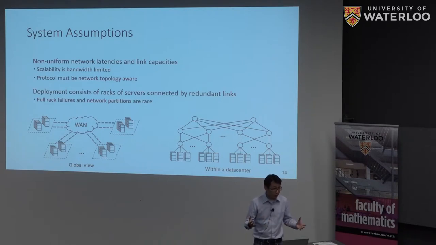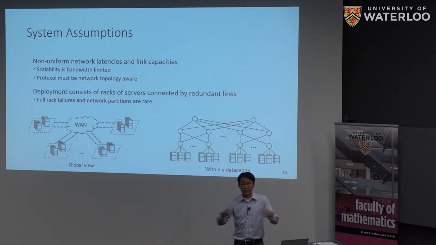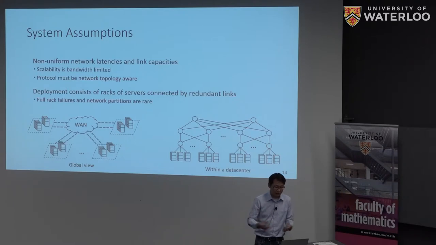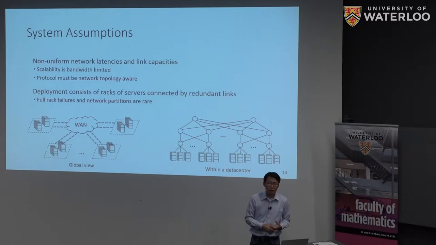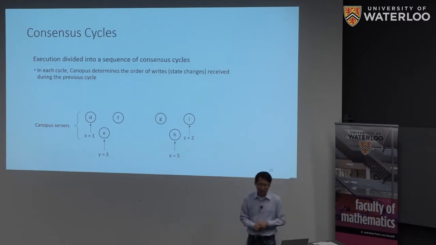We also assume that Canopus will be deployed on racks of servers, potentially in the same data center or even across different data centers, and these racks are going to be connected with redundant links. Each rack should have enough Canopus servers and hardware redundancies on shared resources like switches and power supplies to ensure that a full rack failure is going to be extremely rare. And because of those redundant links between the different racks, we also assume that network partitions are very rare as well. We therefore optimize Canopus for the case where these failures do not happen. So we're optimizing for the common case. The protocol is still correct, still safe, if these were to happen, although the performance wouldn't be quite as good.